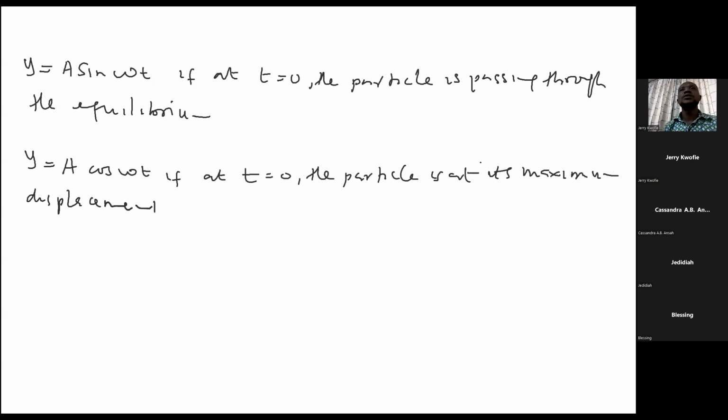These were the two equations for the displacement of the particle at any point in time. What about the velocity? We also learned that the velocity of the particle during the SHM is given by v equal to omega root of a square minus y square. And then the acceleration is negative omega square y. These are the equations for the motion of a particle if the motion is simple harmonic.